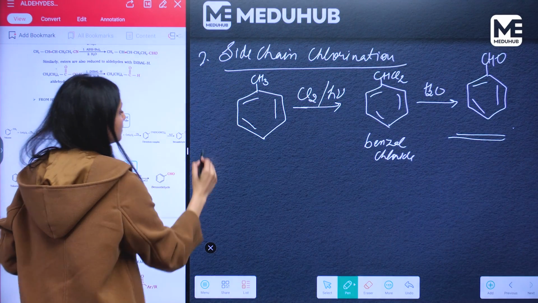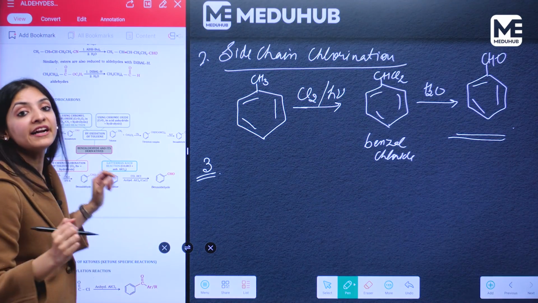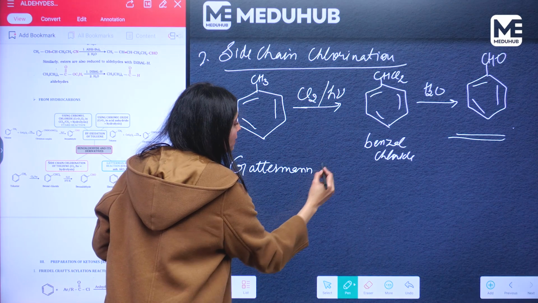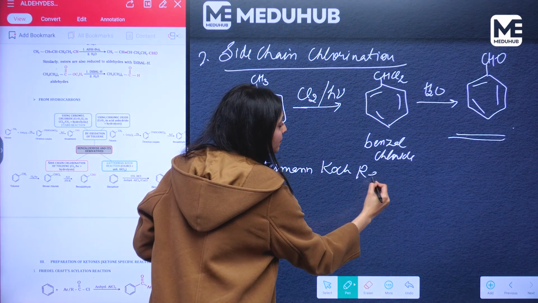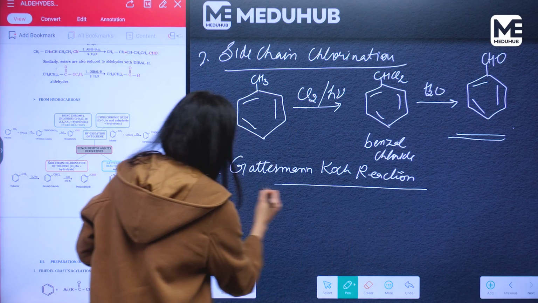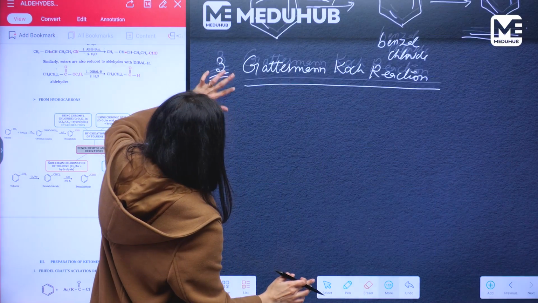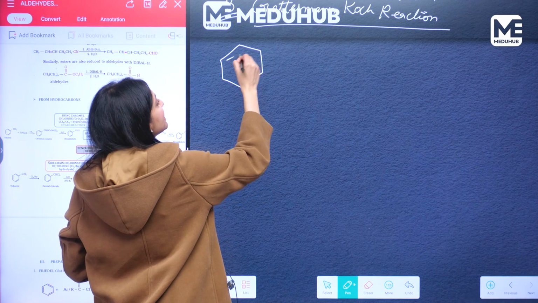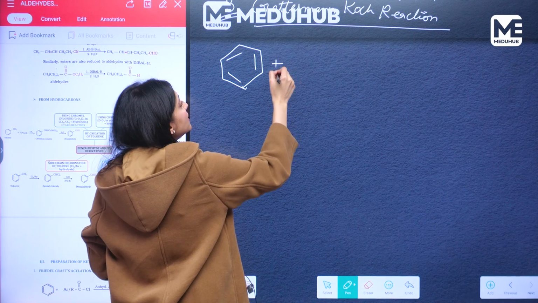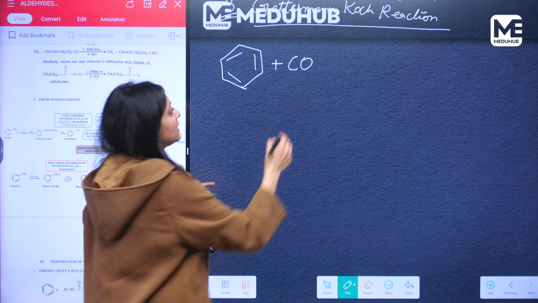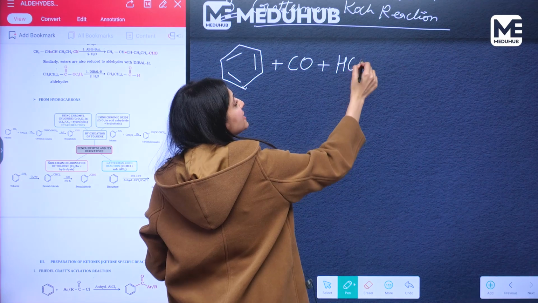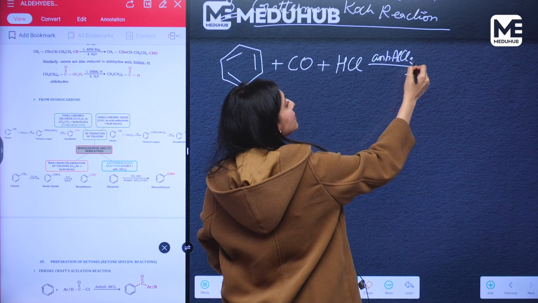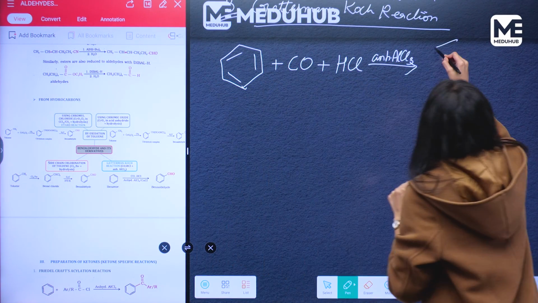The third reaction is the Gattermann-Koch reaction. What happens in the Gattermann-Koch reaction? We start with benzene or its derivative. Let us start with benzene for simplicity first. This reacts with a molecule of carbon monoxide and HCl in the presence of a Lewis acid like anhydrous AlCl3 to give us benzaldehyde.